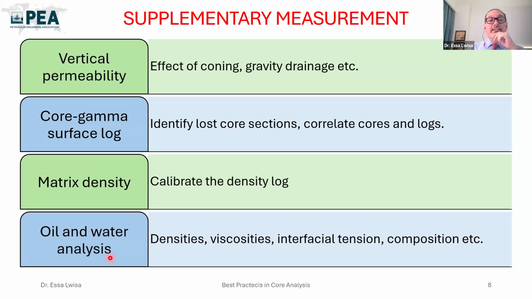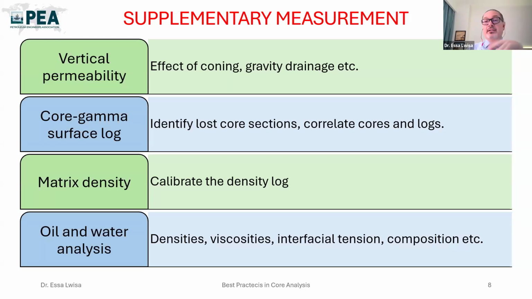And oil and water analysis. In oil and water analysis, we obtain the density, viscosity, interfacial tension, and the composition, especially for water, like formation water, because we need to synthesize that water in our lab to prepare what we call the formation water, and then after that we will saturate our core samples with this water and start the flooding tests.